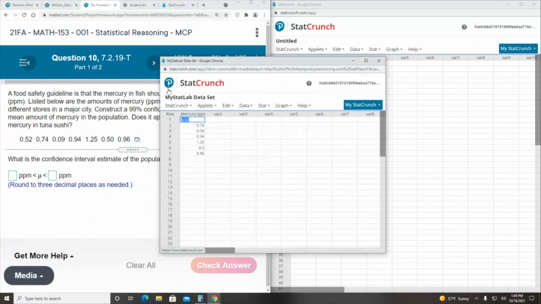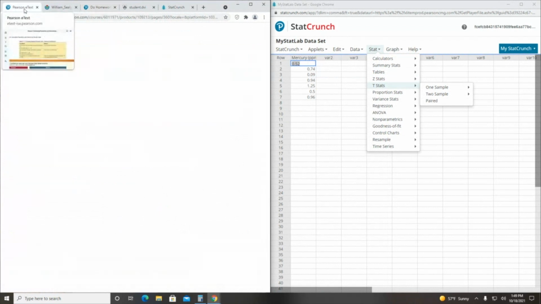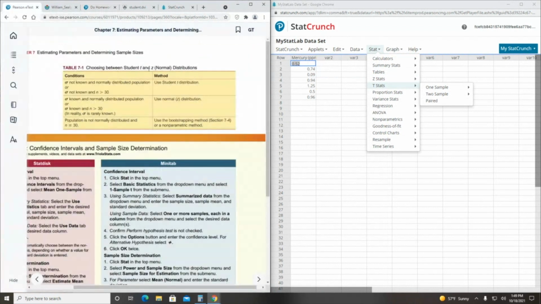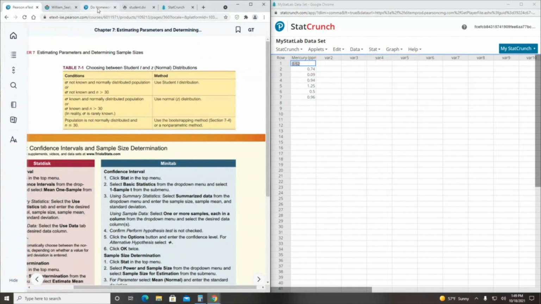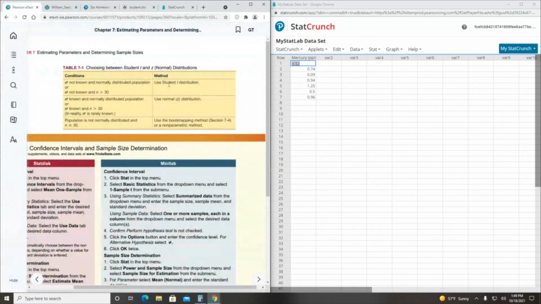Open these data in StatCrunch. Go to Stat. We're doing a mean. Do we want a Z or a T? This is always the question. If you go back to page 236 in the textbook, then you have a little table here, and it tells you if sigma is not known. Do we know sigma? I don't see sigma here. There's no sigma at all. We do not know sigma, and so as typical, we use student's T distribution.